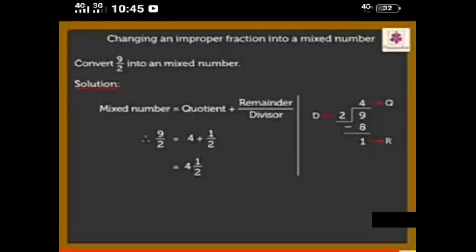An improper fraction is converted into a mixed fraction. At that time, first we divide. After the division, the result is the quotient.